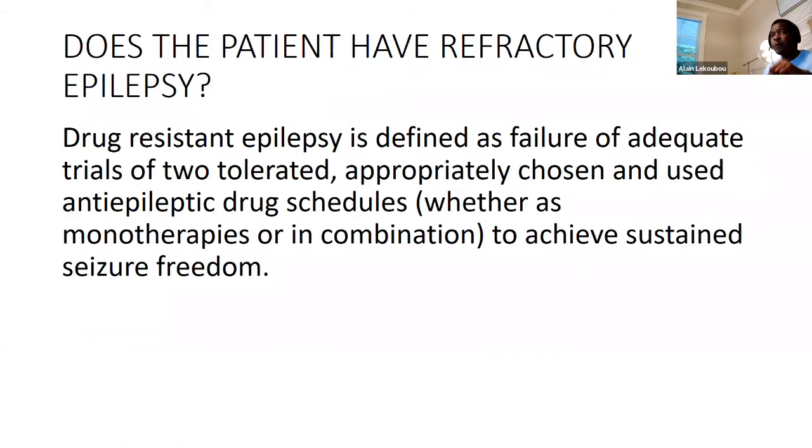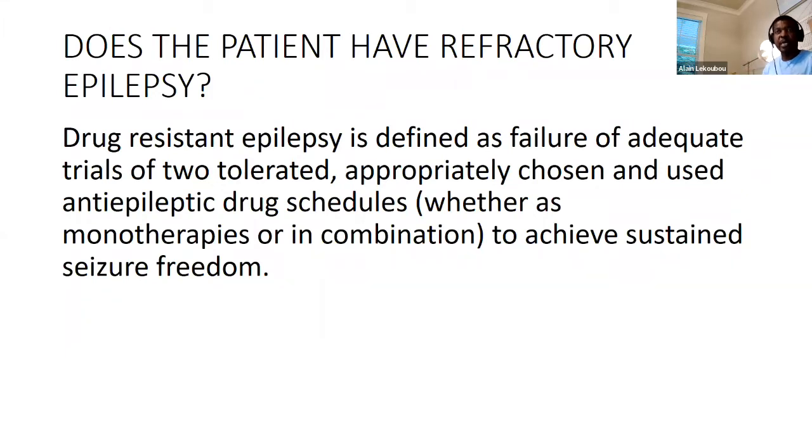So before you call someone refractory epilepsy, be sure that you chose the right medicine, and be sure that you chose the right dose, that you really up-dosed to what is supposed to treat the epilepsy, and be sure that the patient has tolerated the medication before you can call that refractory epilepsy. We've seen patients going to surgery that didn't need surgery. Okay, I'm not saying that surgery is not important. Surgery works, but you have to choose who you decide to work up for possible surgery.